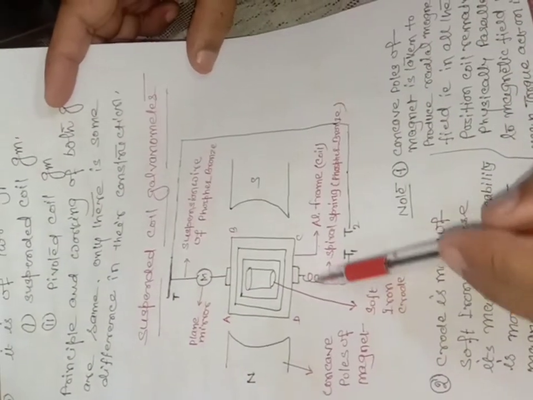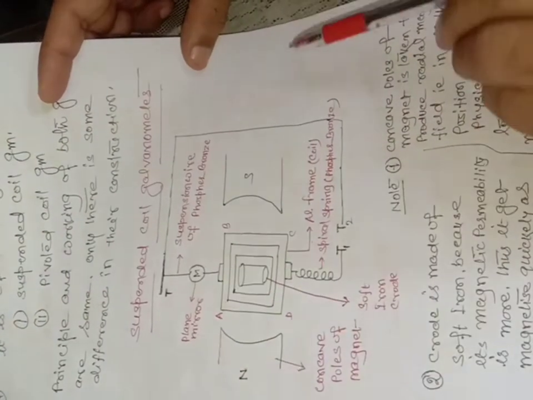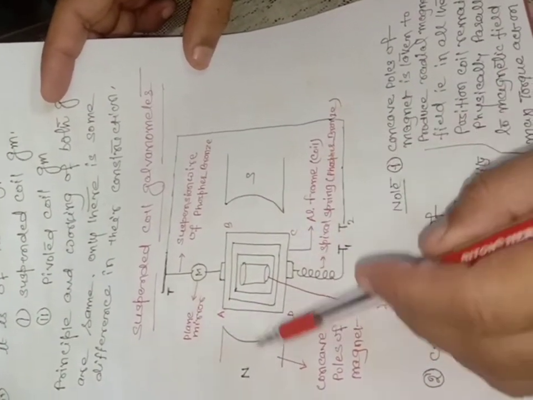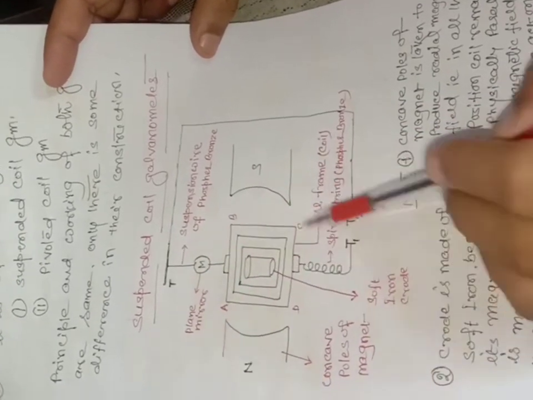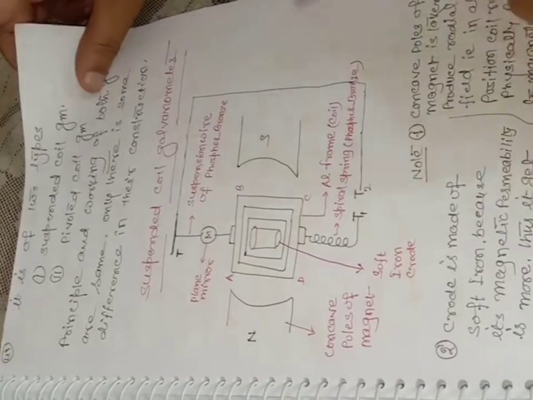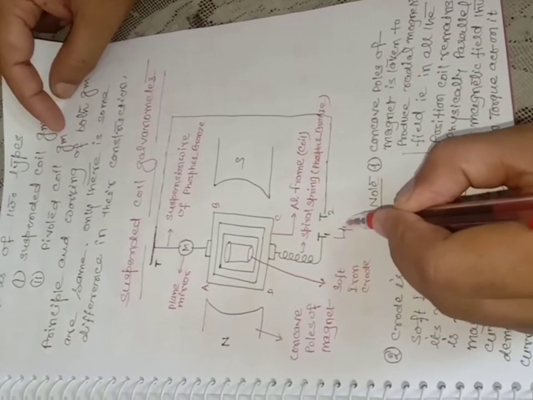Correct now? This is the spiral spring, which is also made of phosphor bronze, and this frame is made of aluminium. As you know, concave poles are taken to produce a radial magnetic field. Radial means a strong and uniform magnetic field around this armature. So what happens when current flows through it? Suppose between T1 and T2 we connect a battery.